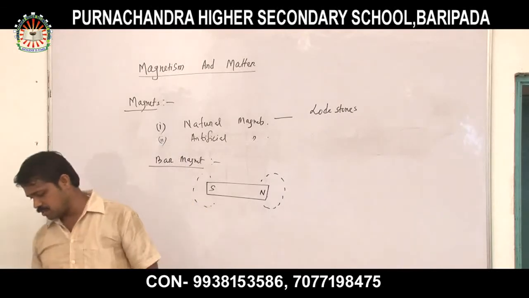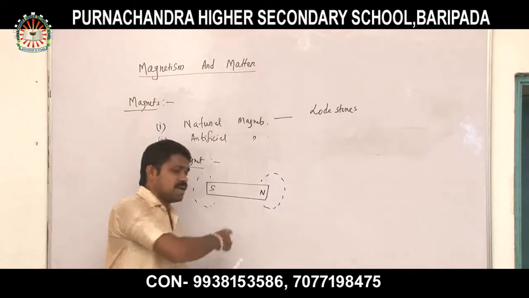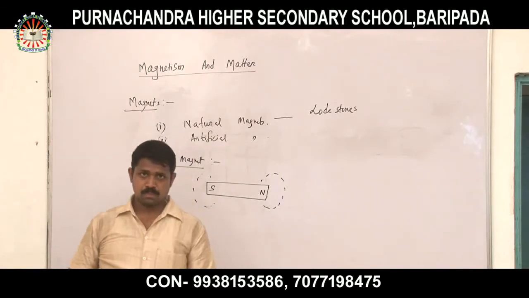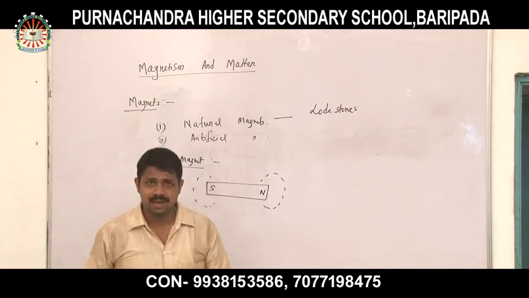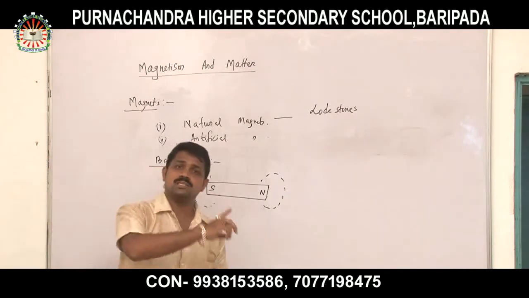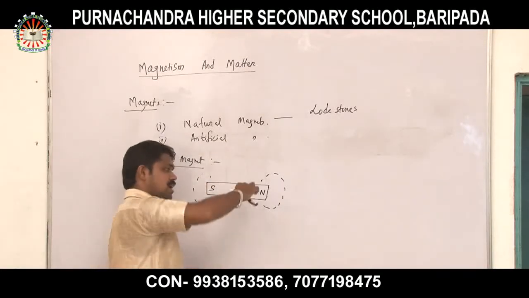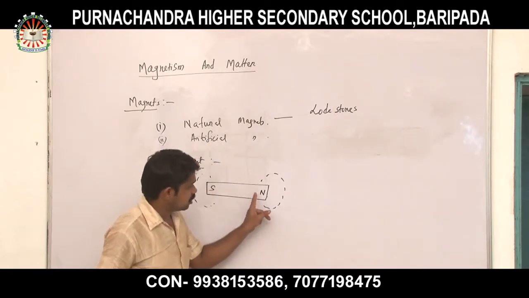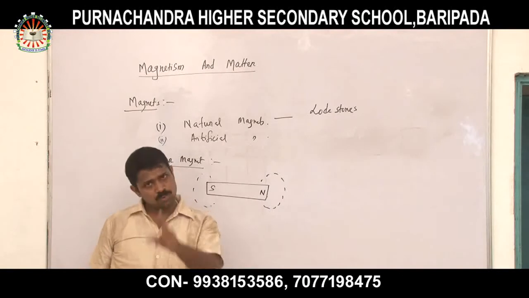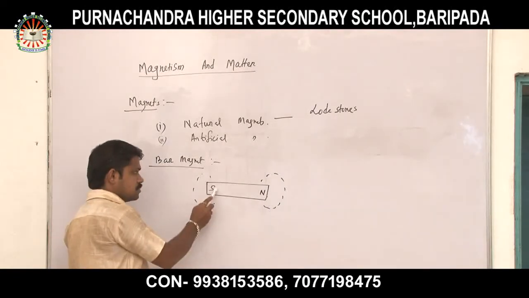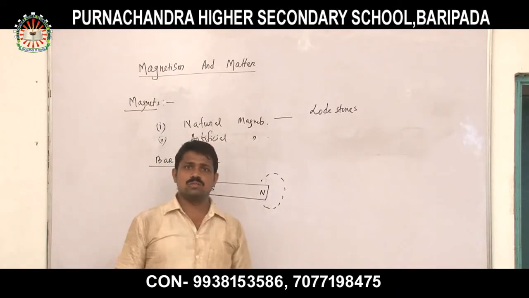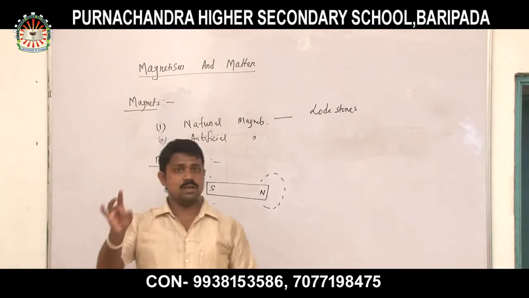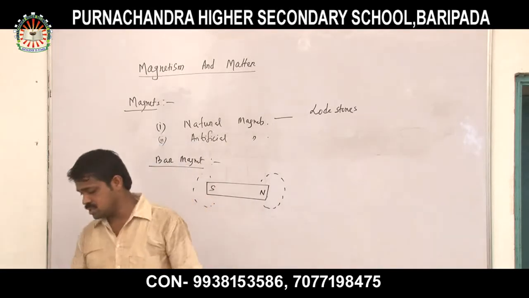The number three property. What is the number three property? If we suspend the bar magnet freely, understood, then we can find the magnetic north pole and the magnetic south pole. How? When this bar magnet is suspended freely, the north pole of the magnet, look at the figure here, is directed toward the magnetic north pole of the earth, and the south pole of the magnet is directed towards the magnetic south pole of the earth. Clear? Understood all of you? Okay, so this is another property.